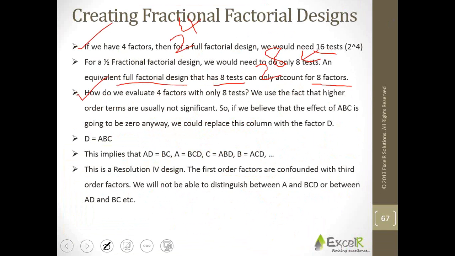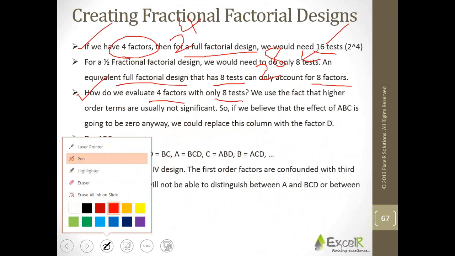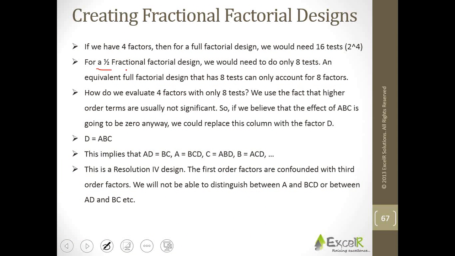How do we evaluate 4 factors with only 8 tests? That is a question, right? Look at this. If we have 4 factors, a full factorial design conducts 16 tests. But in fractional factorial design or half fractional factorial design, you are only conducting 8 tests for 4 factors. Here it is 16 tests for 8 factors. How can we conduct only 8 tests in fractional factorial and still make sense out of it?